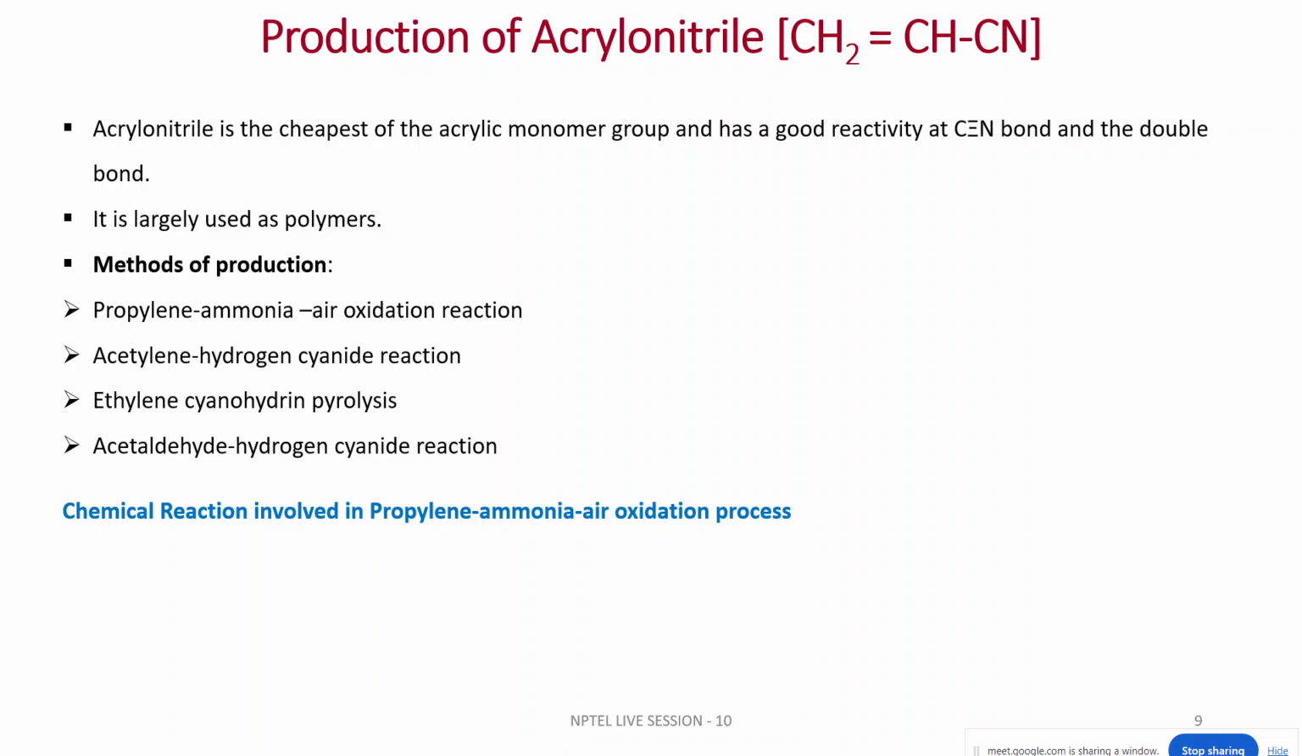We will discuss now the production of acrylonitrile. The chemical formula involved is CH2CHCl.